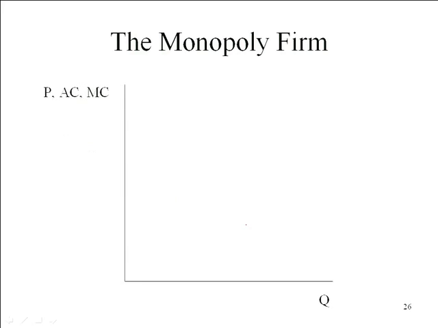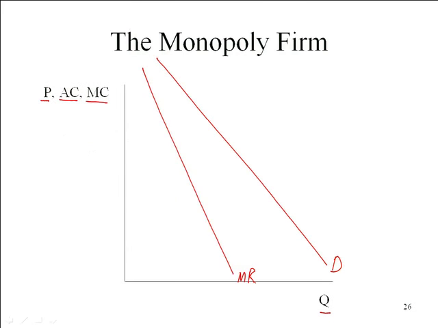So here we've got price, average cost, marginal cost, and quantity. Here's our demand curve. Here's our marginal revenue curve. Here's our average cost curve. And notice, because I have the average cost curve moving back up, it also suggests that we do not have constant marginal cost. But the marginal cost curve looks like that.